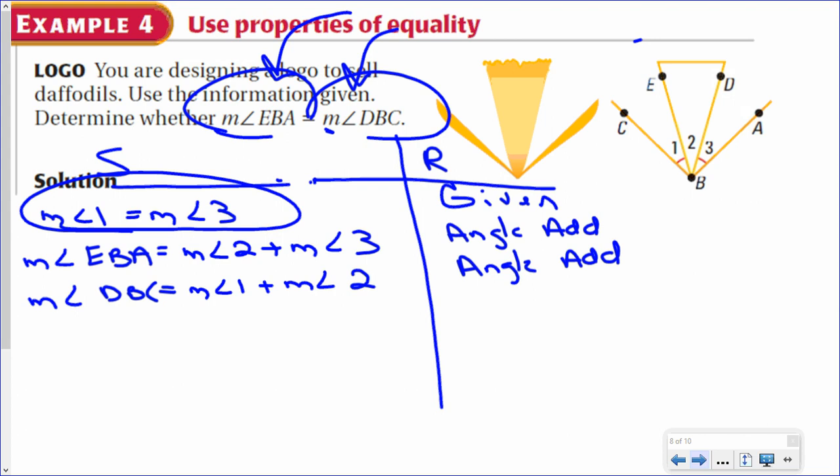So look how this first one has the measure of angle 3 on it right here. Guys, we could replace that. We could take the 3 out and put the 1 in place of it. Last year we did it all the time with numbers, called substitution. We're going to substitute the 1 in place of the 3. So here's what it would look like. The measure of angle EBA equals the measure of angle 2 plus the measure of angle, and now it switches from a 3 to a 1. Because we substituted the 1 for the 3, that's our reason.